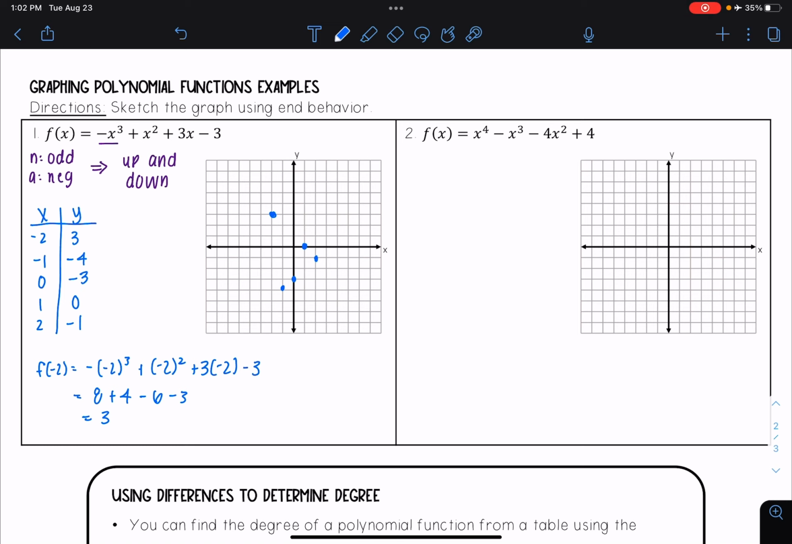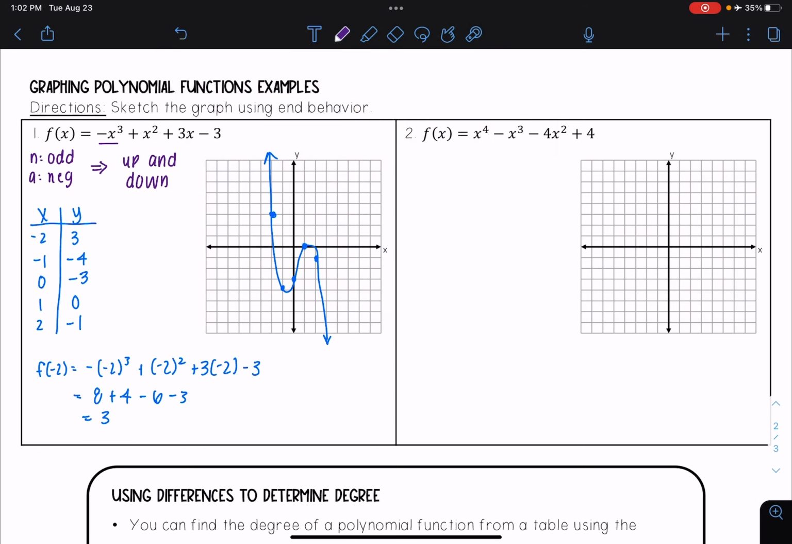Looking at that, it just looks like a mess of points. However, we're going to be using our end behavior to guide us through all of those points. I know it starts up, so I'm going to start up here and work through all of my points in order. Make sure I don't miss any of them. And then I know it ends down, so I'm just going to draw this all the way down. So my graph starts up and ends down.